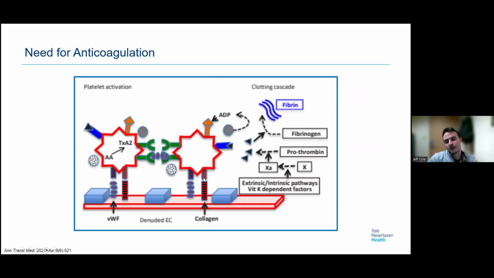The next screenshot I have shows this interplay between platelet activation and the clotting cascade. What I want to highlight is, what have we conventionally used for antiplatelet and anticoagulant therapy? We have aspirin, which acts right over here on the platelet activation side. And then we also have warfarin, which acts on the extrinsic and intrinsic pathways, the vitamin K dependent factors on the clotting cascade side. So that shows why we actually need anticoagulation for these patients, and I'm going to get into why we don't always need the antiplatelet therapy.